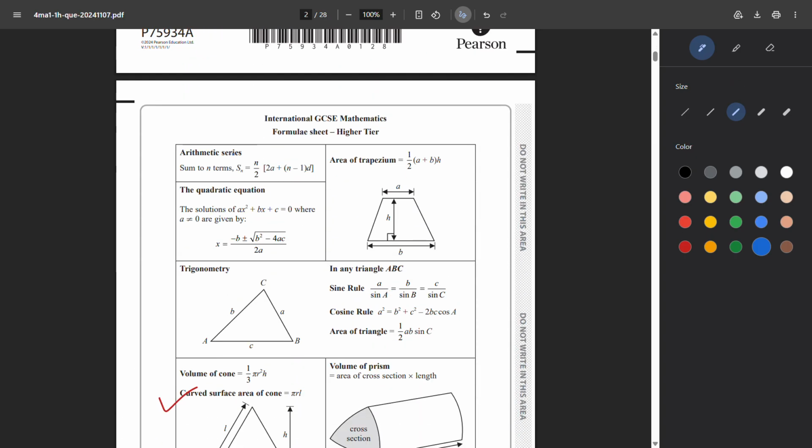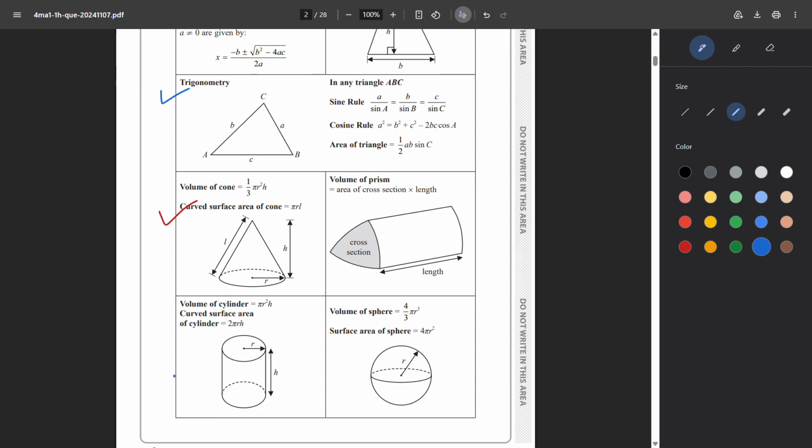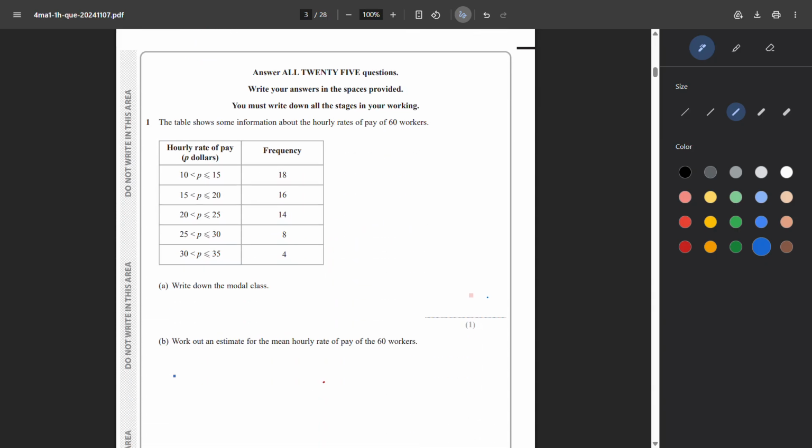The second page will be a formula sheet. In this formula sheet, they will give you the formulas of arithmetic series, area of trapezium, quadratic equation, trigonometry, and volume. Those very important formulas, they will mention all in this formula sheet. So let's start today's paper. This is your question number 1.